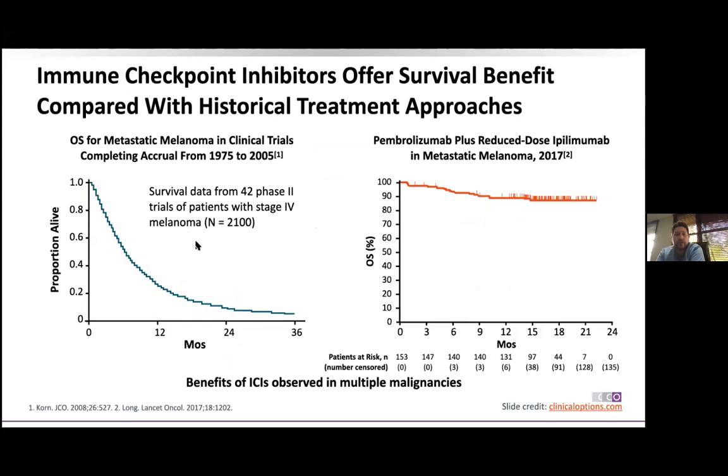This is, for instance, management of metastatic melanoma. Up until 2005, this was a death sentence, with most individuals not making it to 3 years with stage 4 disease. Currently, however, almost 90% of patients are around it. I think this goes up to just under 24 months. But you can see this line being relatively flat, suggesting significant improvement.